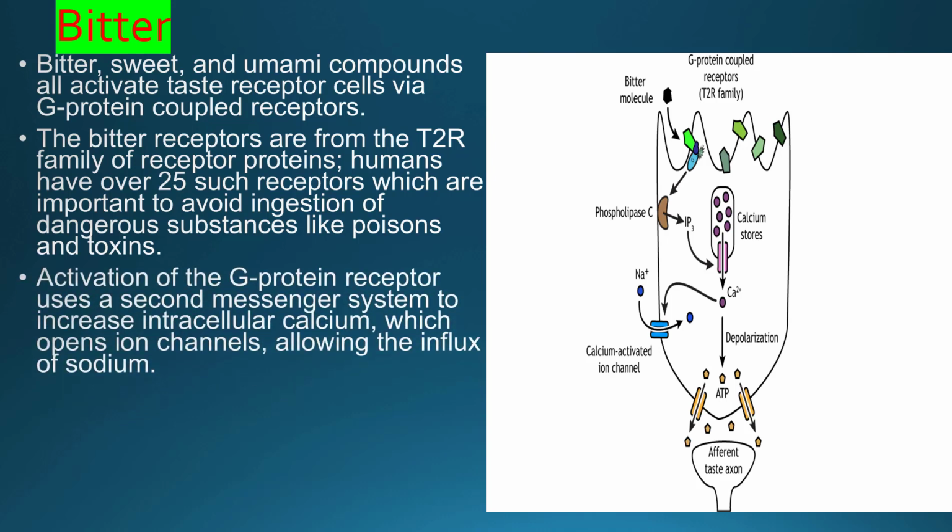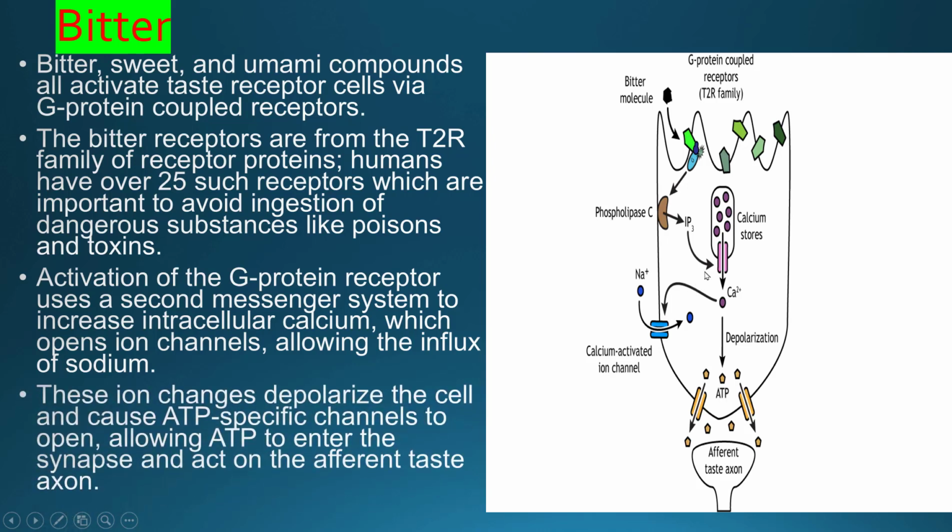Activation of the G protein receptor uses a second messenger system to increase intracellular calcium, which opens an ion channel, allowing the influx of sodium. These ion channels depolarize the cell and cause ATP specific channels to open, allowing ATP to enter the synapse and act on the afferent axon and produce an action potential and send signals to the higher center.